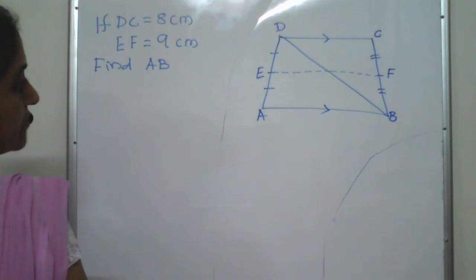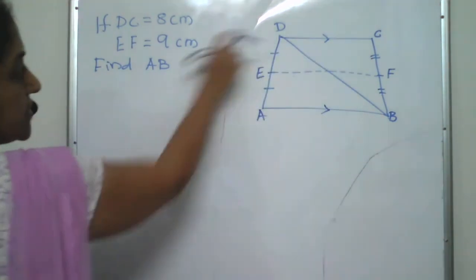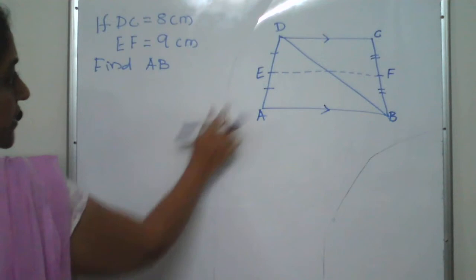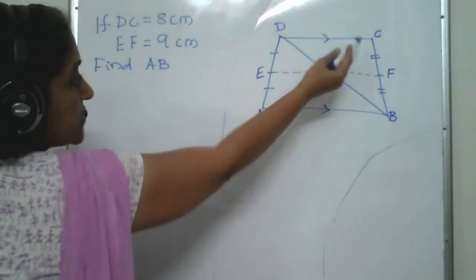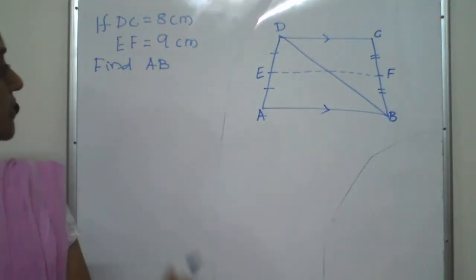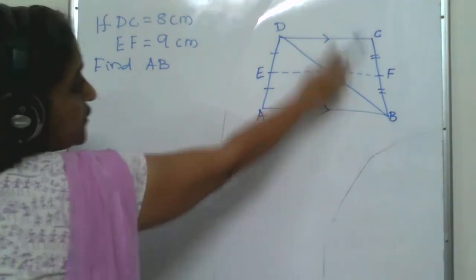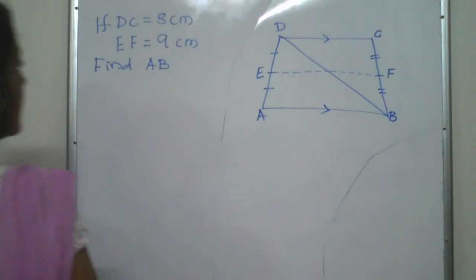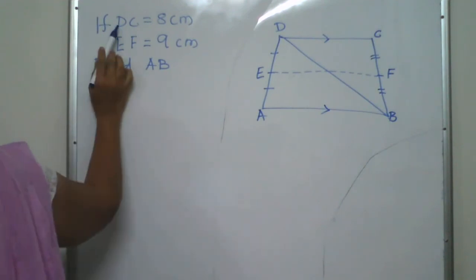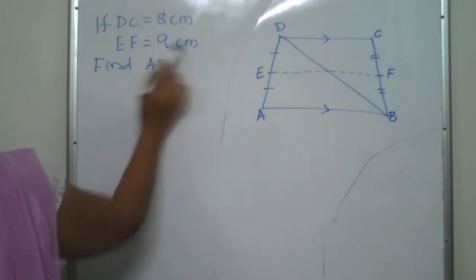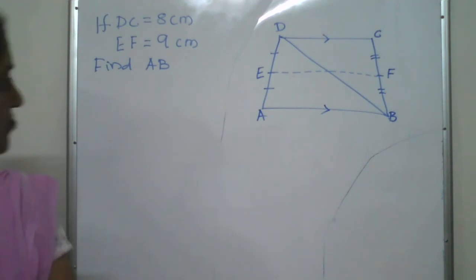This is given: ABCD is a trapezium wherein AB and CD are parallel, and E is the midpoint of AD and F is the midpoint of BC. Now it is given that DC is 8 centimeter and EF is 9 centimeter. Find AB.